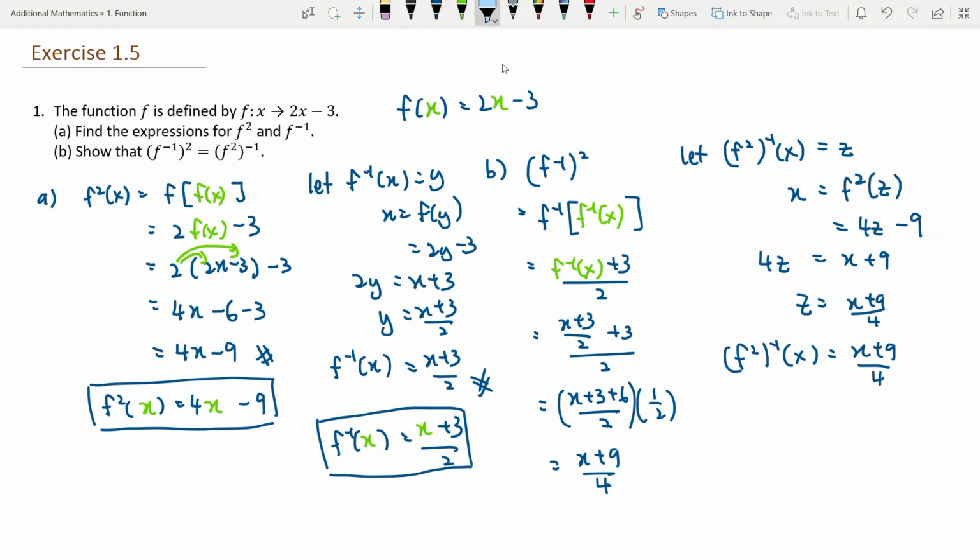Compare the answer that we obtained for f inverse squared, which is x plus 9 over 4, and the answer for f squared inverse, which is also x plus 9 over 4. We can conclude that they are equal.